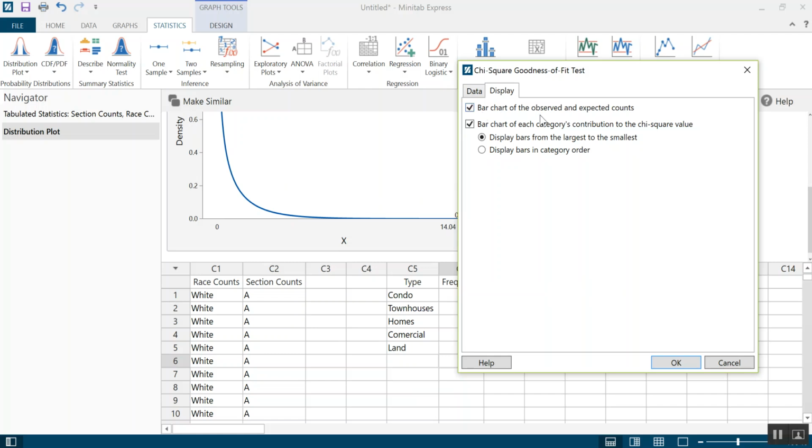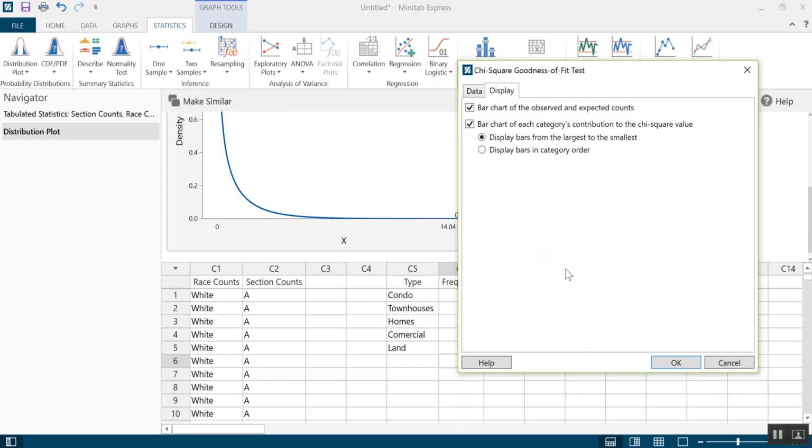So, bar chart of observed count versus expected. If you needed a graph to represent how different these look, that's a great thing to leave checked. A bar chart of each category's contribution to the chi-square value. I actually don't use this one that much. This is great if you're trying to figure out which grouping appears to be behaving the most differently, which depends on what you're looking to use this for.